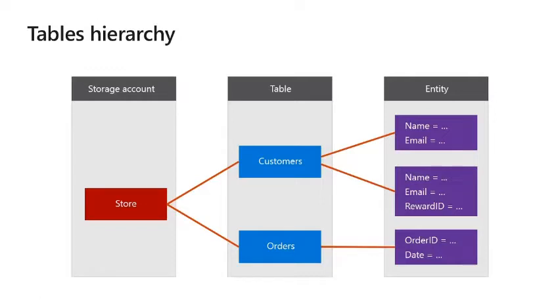An entity is a set of properties. The diagram depicts the resource hierarchy for an Azure Table Storage resource, including the parent account and child entities. It shows the relationship of the parent account, that is the storage account, to the tables, customers and orders, and the entities such as name and email. It's similar to a database row. An entity in Azure Storage can be up to 1 megabyte in size. An entity in Azure Cosmos DB can be up to 2 megabytes in size.